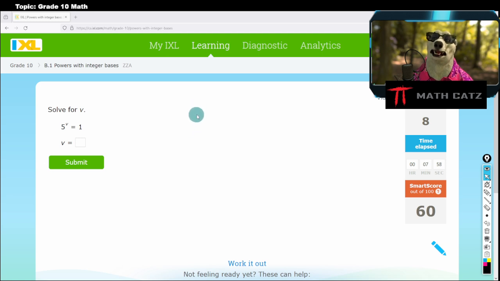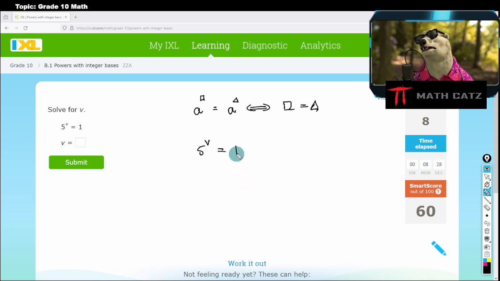So now I'm looking at my property. Remember the property, if a to the power of something equals a to the power of seemingly something else, those two exponents must be the same, whatever symbol you want to use. So now to wrap things up, we'll do this one. So now I have 5 to the power of v, my variable in the exponent, equals 1. I'm just copying this down. I need to write the other side if possible. It's not always possible, but for these it will always be.